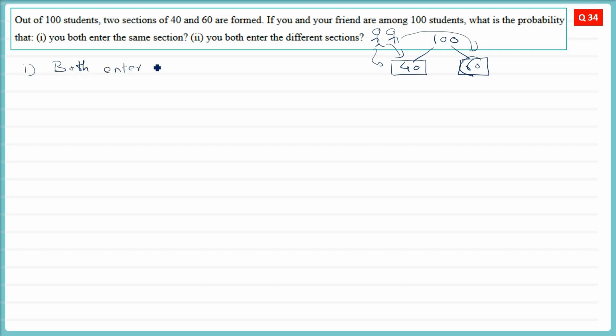So the first thing is, both will enter the same section. The probability will be something like this. We'll call it PS for same section, PD for different section. This is my symbology, the letters which we have taken. You can take any letter, it's up to you. So the probability is what? Total number of cases in the denominator and favorable cases in the numerator, that you already know.